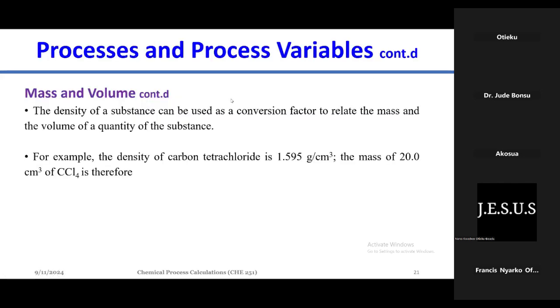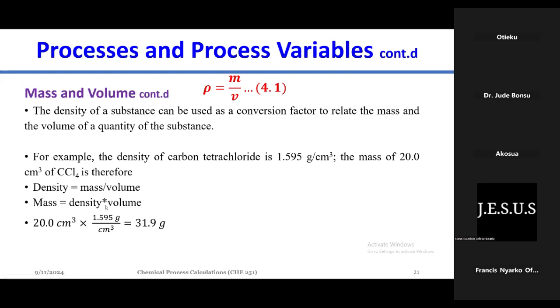We can also use the density as a conversion factor. Like what Doc was saying, if you have something per kilogram, you can try and convert it to per meter cube, and you can use the density also. For example, when you have the density of carbon tetrachloride to be 1.595 gram per centimeter cube, and you need to find the mass, if you have the volume, then we can use that to find the corresponding mass. First of all, density is mass over volume. I think we did a similar thing yesterday. So when we want to find the mass, it becomes density times volume.